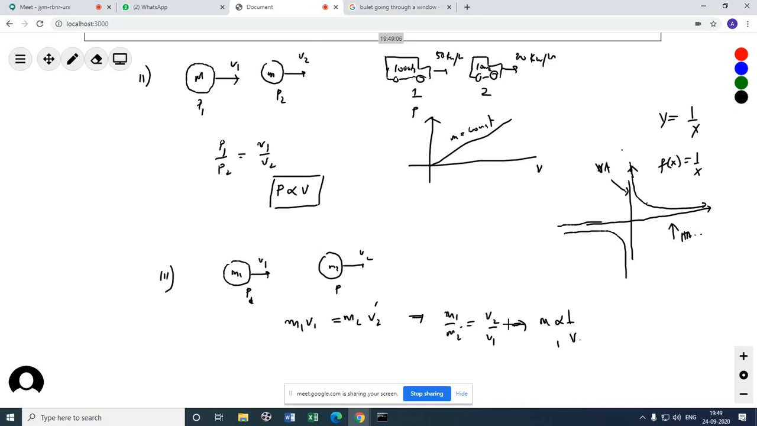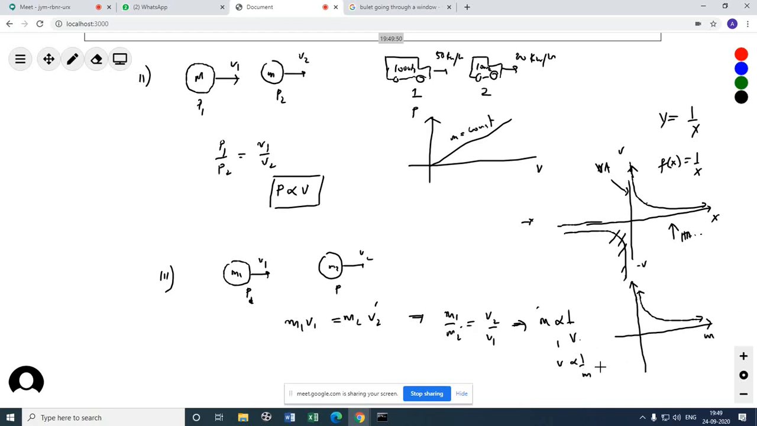So in this case, if this is x, this is minus x. So this is v, this is minus v. Mass cannot be negative. Am I right? Yes, sir. Mass cannot be negative. So we are not going to include this part. We are only going to look at the variation in this one. So the graph between m and v will be this.